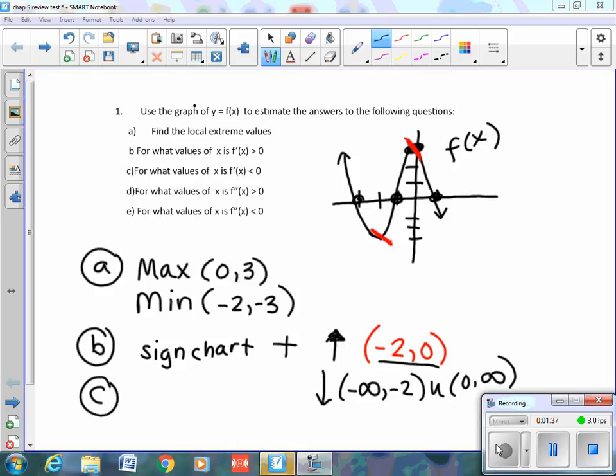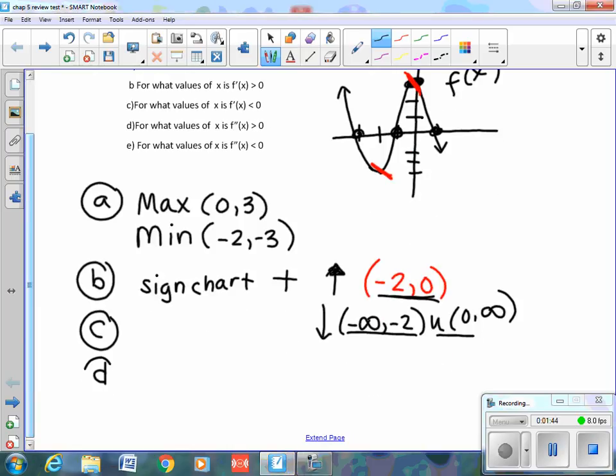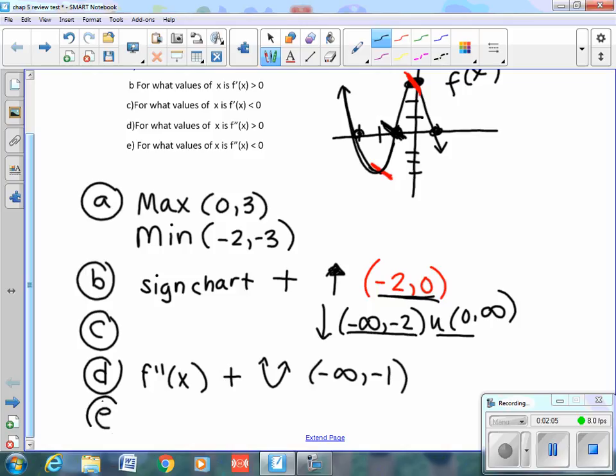Make sure that all of the intervals are correct, that there's no break in your graph. D, where is the double derivative positive? If you think of a sign chart, the double derivative is positive when it's concave up. So where is your graph concave up? It's concave up all the way to -1, so from negative infinity to -1. And E, where is it concave down? It's from -1 to infinity.